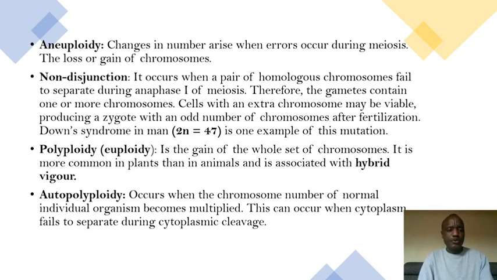There's what we call polyploidy. Polyploidy involves the gain of a whole set of chromosomes, and this kind of chromosomal mutation is more common in plants than animals and is illustrated with hybrid vigor. There's what we call autopolyploidy. It occurs when the chromosome number of a normal individual organism becomes multiplied. This can occur when the cytoplasm fails to separate during cytoplasmic cleavage.